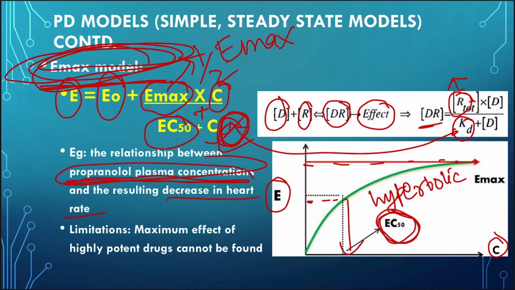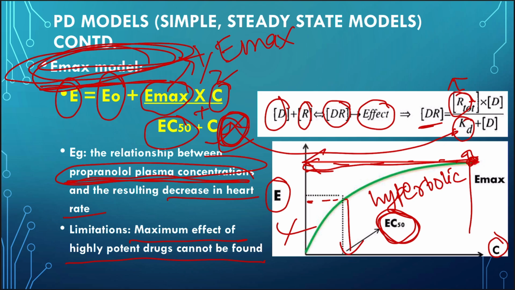The Emax model also has some limitations, that is, the maximum effect of highly potent drugs cannot be found. And why is it so? This is because when we have a highly potent drug, even before the maximum effect is reached, it will have toxicity, and this will lead to the death of the organism in which we are checking that particular drug, that is, in the preclinical trial. Or there can be another disadvantage also.